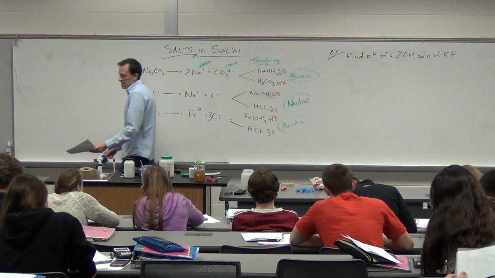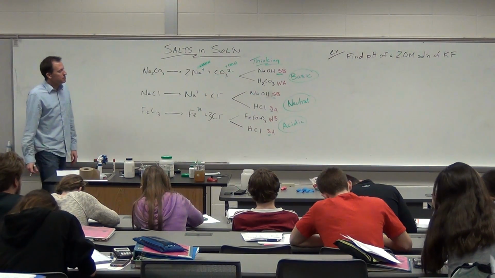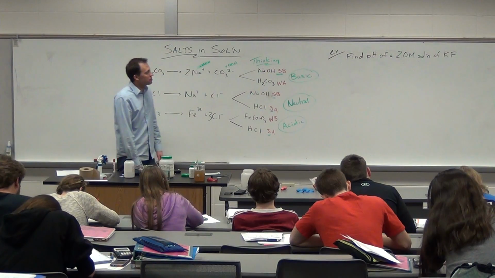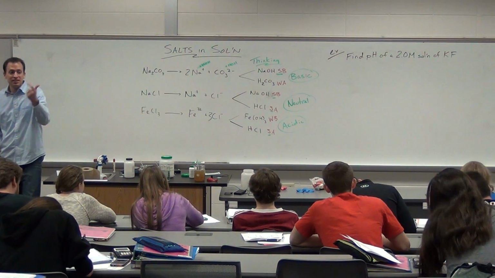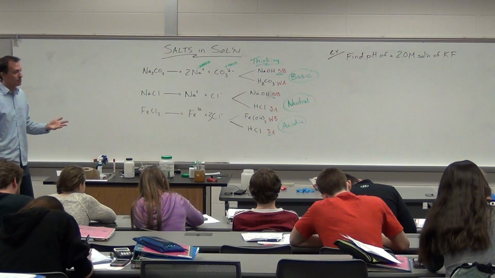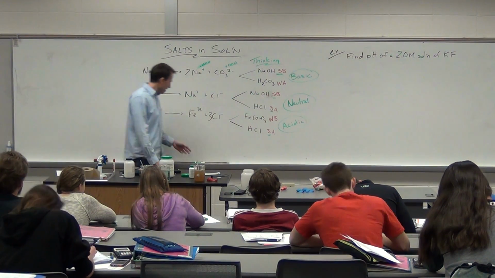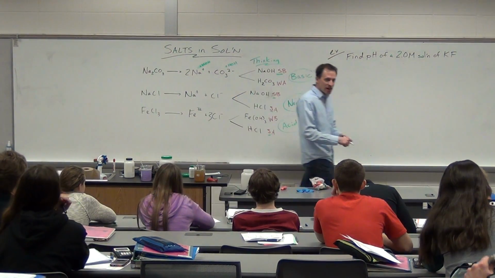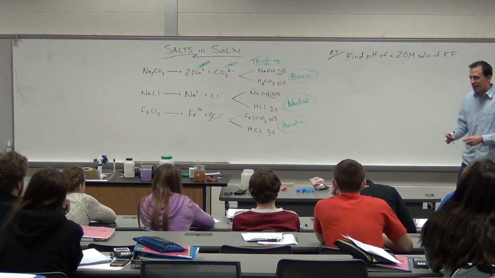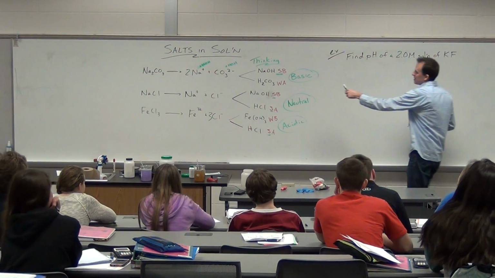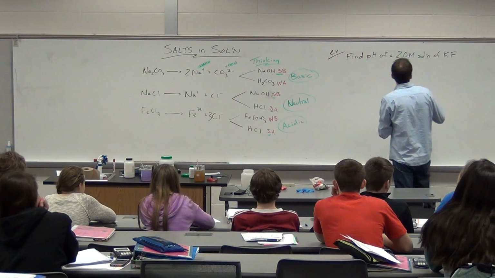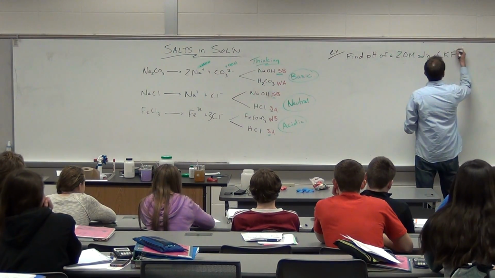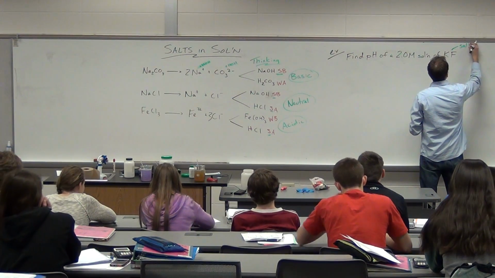All right, so it says find the pH of a 2.0 molar solution of KF. KF is not an acid, it's not a base, it's a salt. How do I know that? Because it starts with a metal. It's an ionic compound that is not leaking. I know this starts with a metal as well, but that's a strong base. It's also a salt, technically, but this is a salt.